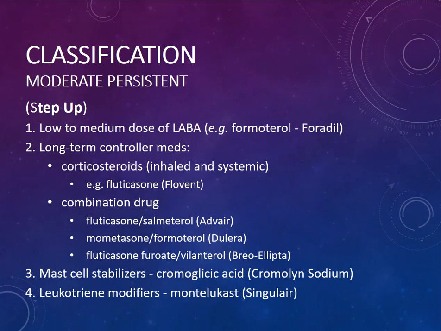Okay, so a step up would be moderate persistent asthma, and that requires a step up in therapy as well to a low to medium dose of a long-acting beta-2 agonist, like Foradil or salmeterol. Again, you're going to discuss these in pharm, so I'm just very briefly discussing them now. In addition, we're going to use long-term controller meds like fluticasone, which is a corticosteroid, and combination therapies like Advair, Dulera. Mast cell stabilizers may also be used, as well as leukotriene modifiers. But again, you're going to learn all this in pharm.